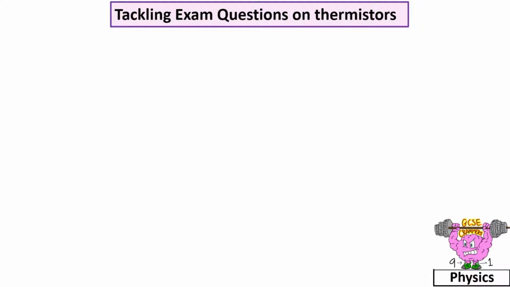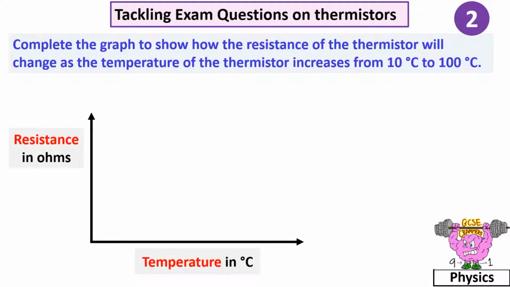Tackling exam questions on thermistors. Question 2. Complete the graph to show how the resistance of the thermistor will change as the temperature of the thermistor increases from 10 degrees Celsius to 100 degrees Celsius. Looking at the graph, we're asked to compare resistance in ohms and temperature in degrees Celsius.